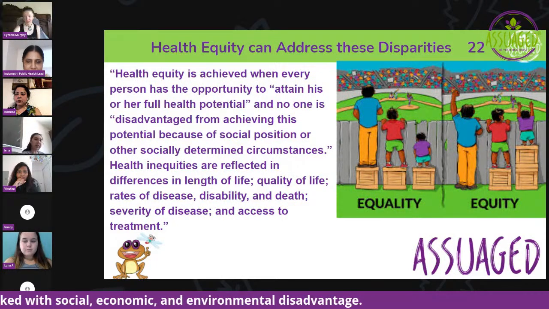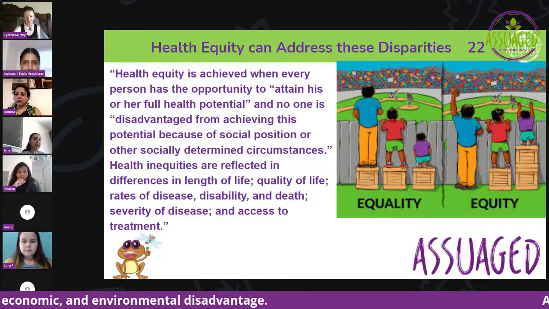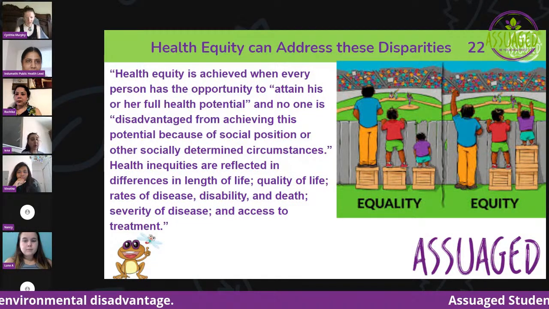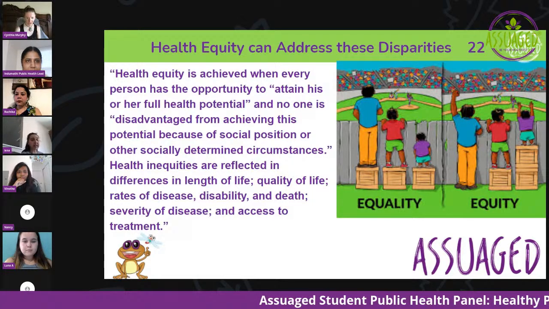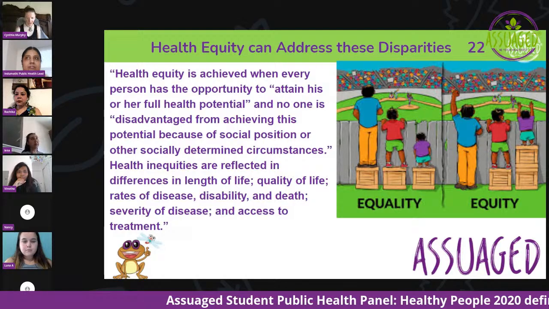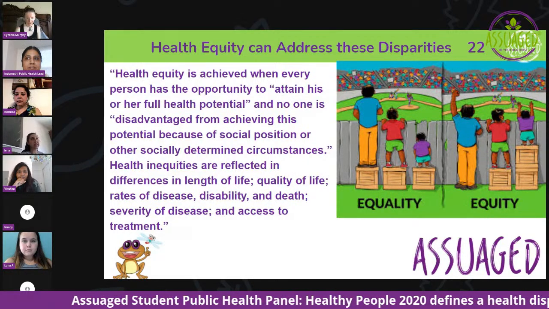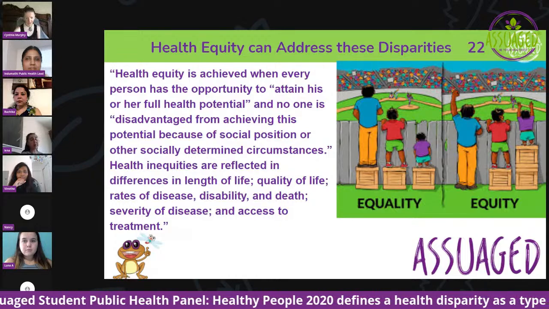And so these health inequities are reflected in disparities such as length of life, quality of life, rates of disease, disability, severity of disease, and access to treatment, which is a highlight that we were just discussing that a lot of people don't really have.